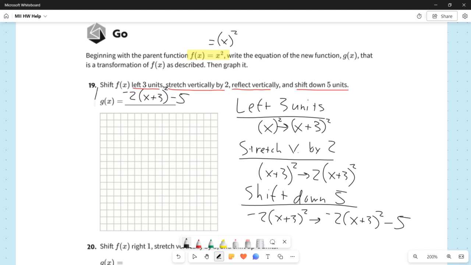So our equation is g of x equals negative 2 parentheses x plus 3 squared minus 5. And again, we shift left 3 units, that's the plus 3. We stretch vertically, that's the 2. We reflect vertically, that's the negative on the 2. And we shift down, that's the minus 5 at the end.